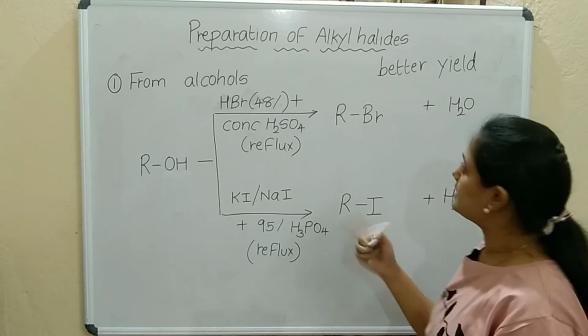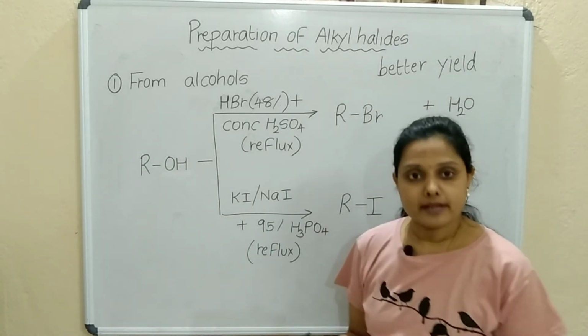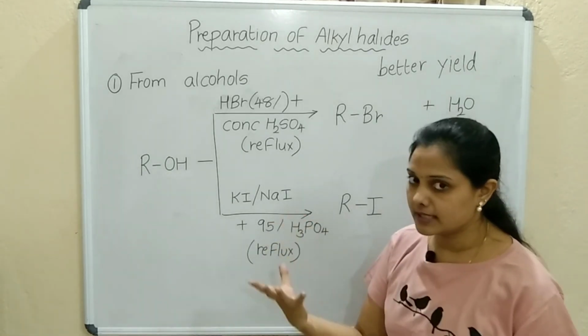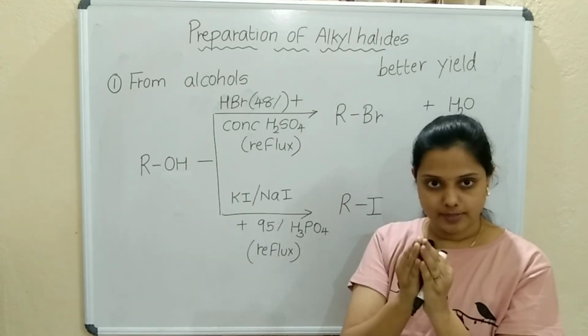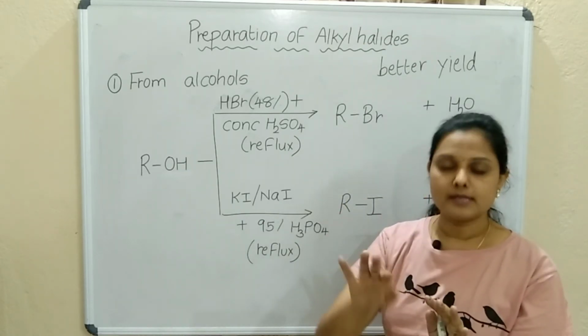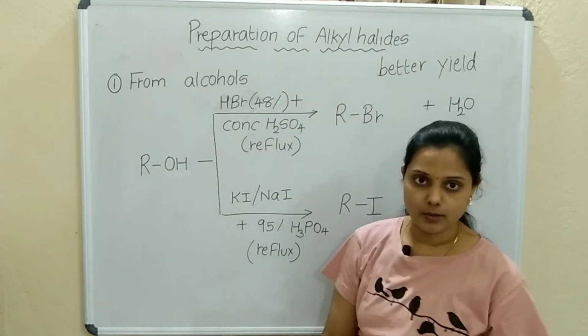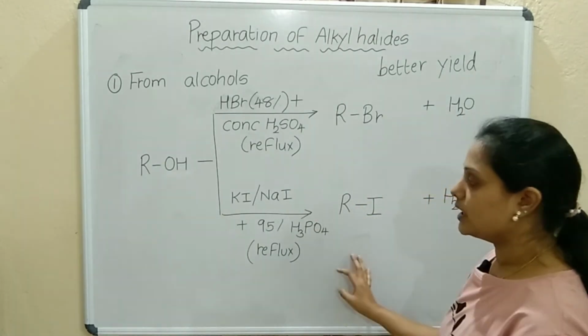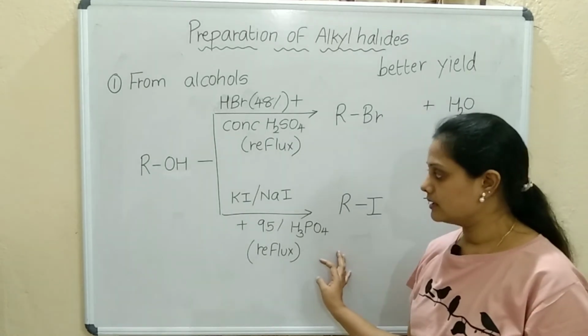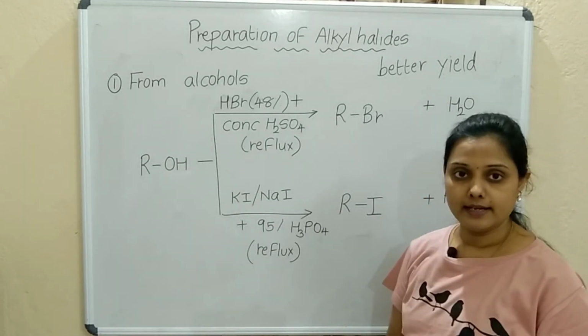So why is reflux done? For better yield. So what is reflux? Heating the mixture, so you get vapors. Cool the vapors by using a condenser, so the vapors will be converted to liquid. Correct? So just make a note of these two equations for the preparation of alkyl halides.